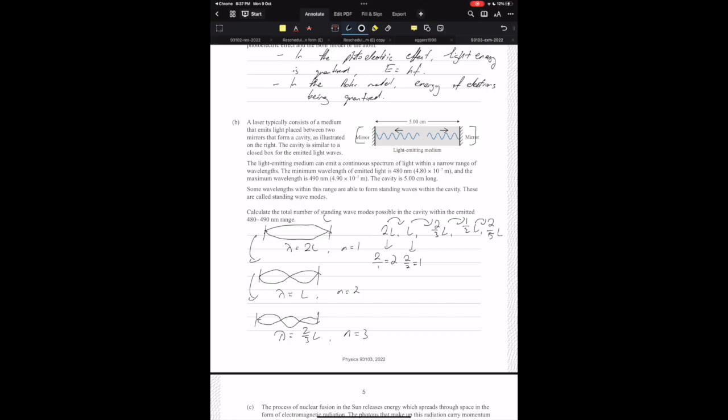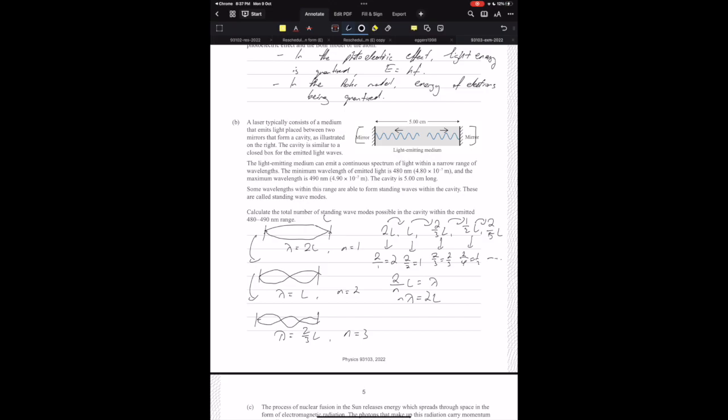And then for the third harmonic, 2 divided by 3 is obviously equal to 2/3. And then for the fourth harmonic, 2 divided by 4 is equal to half, and so on. So the pattern that we have here is 2 divided by n lambda is equal to, 2 divided by n L is equal to lambda. And so this is sort of a relationship that we can establish for any sort of standing wave, and we can just rearrange that like that.